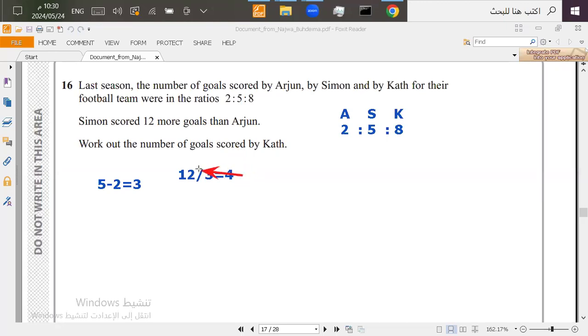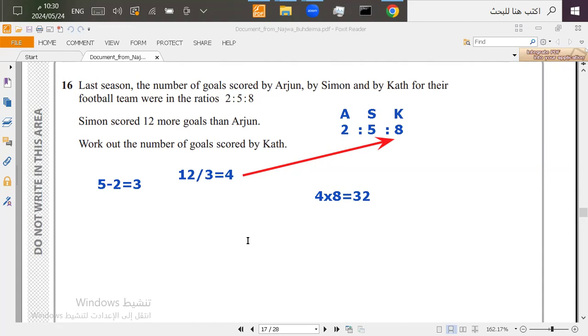Now I'm going to multiply the 4, because we need to work out the number of goals scored by Cat only. We don't need the other guys. So I'm going to multiply the 4 by the 8, and it will give me 32. And this is how you answer a question like this. So 4 times 8 will be 32 goals. Now, focus on the idea of finding these numbers because ratio questions sometimes become tricky.